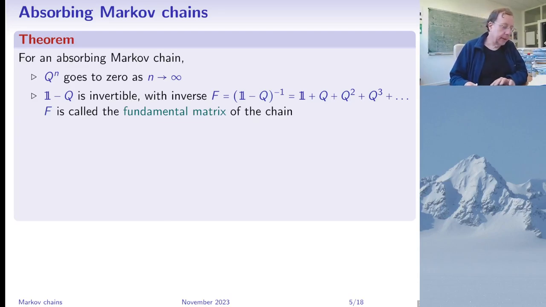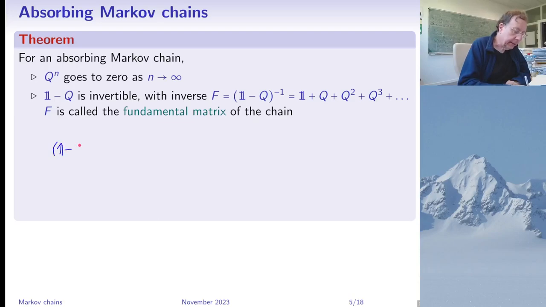Now, I also claim that identity minus Q is invertible, and the inverse is given by this infinite sum, identity plus Q plus Q squared, and so on. And this F is called the fundamental matrix of the chain. The reason behind this result is actually something that is well known for numbers instead of matrices. It's called the geometric series.